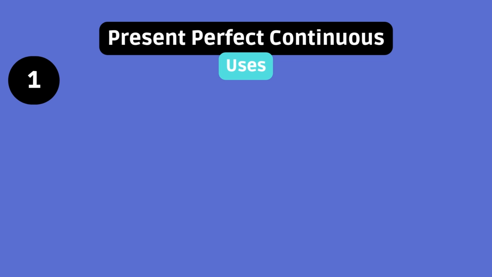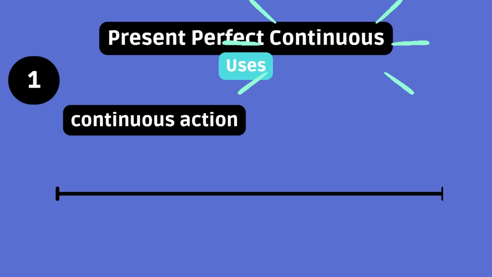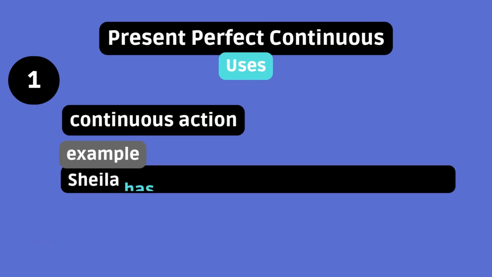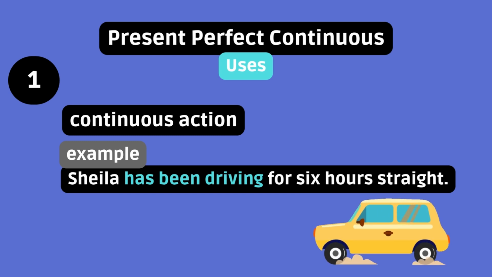It can be used to talk about a continuous action. That one is pretty obvious. It's even in the name. An action which started in the past and is ongoing in the present. Example: Sheila has been driving for 6 hours straight. Driving started 6 hours ago, and Sheila is still driving at the moment. It highlights what she's doing at the moment and for how long she's been doing it.